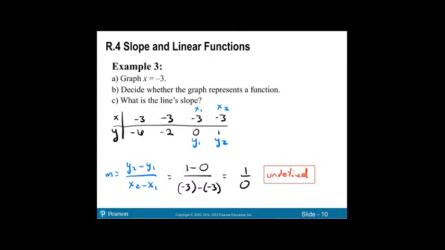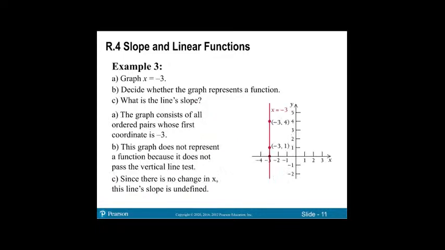So if we were to plot those points, (-3, -6), (-3, -2), we'll get a vertical line. Notice that this is not a function because this is an example of something that fails the vertical line test. Notice when we draw a vertical line, it touches the graph infinitely many times, which is more than once, so therefore it's not a function. And then the slope should be undefined.